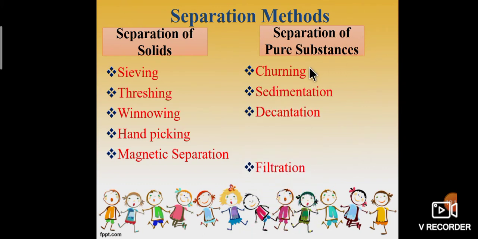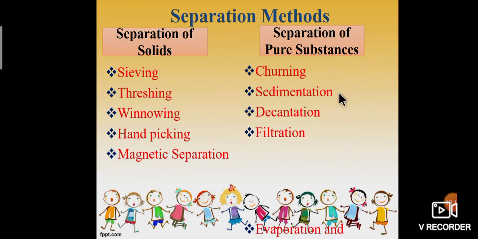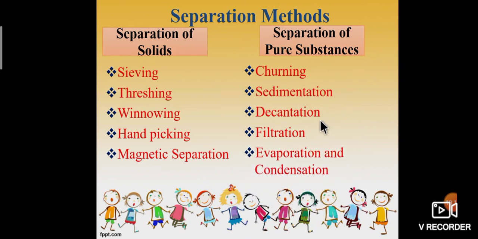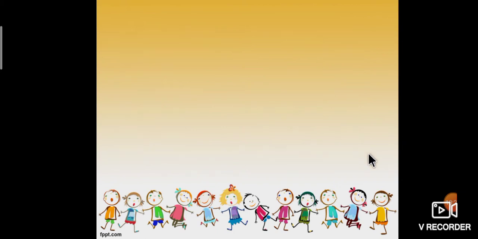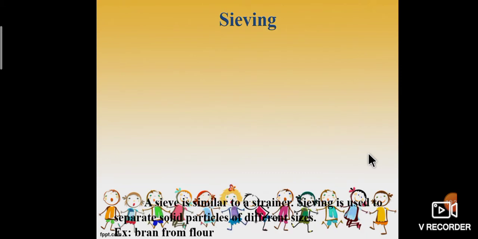In separation of pure substances, the following methods have to be followed. First one, churning. Second one, sedimentation. Third one, decantation. Fourth one, filtration. Fifth one, evaporation and condensation. I repeat once again, separation methods under two categories. First one, separation of solids. Second one, separation of pure substances. First we will see the separation of solids methods one by one.